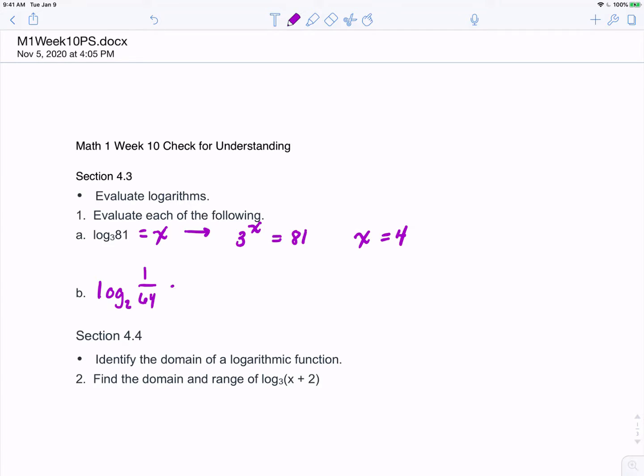For the next one, we're going to do the same thing. We'd like to know what this is equal to. So that tells us that 2 to some power is 1 over 64. Now, if it was just 64, 2 times 2 is 4, 8, 16, 32. We would need 6 factors of 2 to get to 64. And to make it into the denominator, the exponent would be negative.